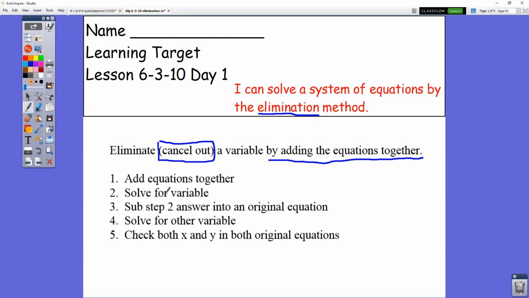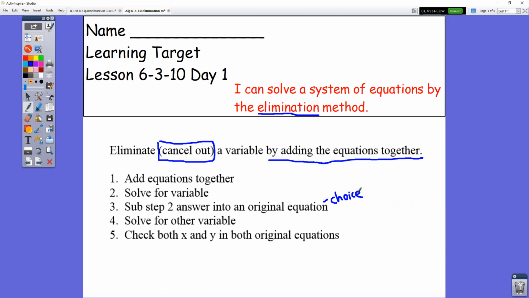The next thing that we're going to do is you're going to be left with an equation. We're going to solve that for whatever variable you have. Sometimes it's x, sometimes it's y. It all depends on the individual problem. The next thing is to take that answer from step number 2 and sub it back into an original equation. You have your choice what equation you want to sub it back into. Whichever equation looks easier to you, that's the one you should sub it back into.